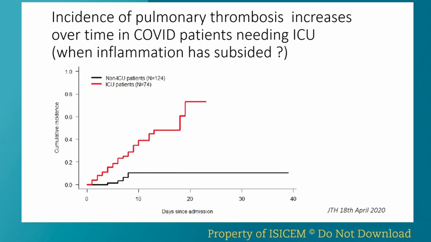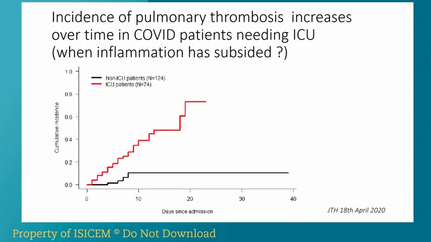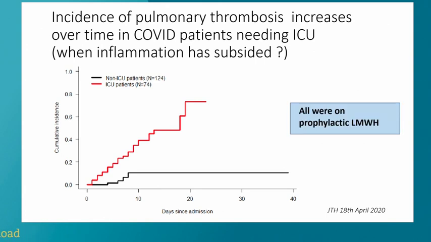That is now, of course, much lower, but it just serves to highlight the fact that the risk of thrombosis increases with the time you spend on ICU. So what are the risk factors for that? And remind you, they were all on prophylactic low molecular weight heparin, so obviously that doesn't help to mitigate the risk of development of pulmonary thrombosis.